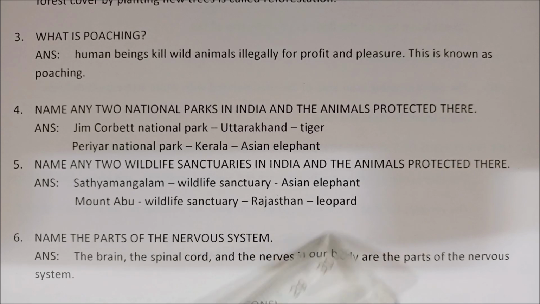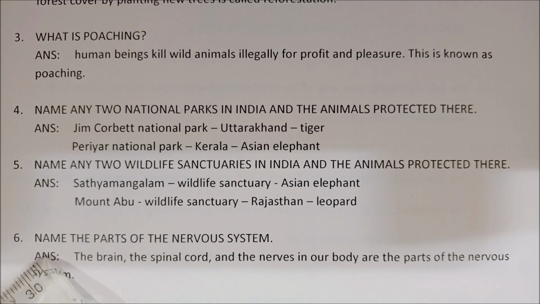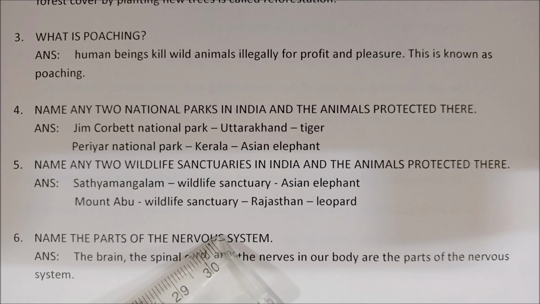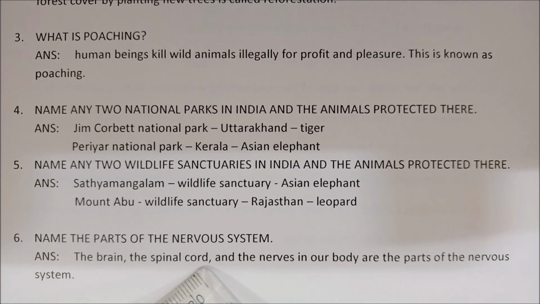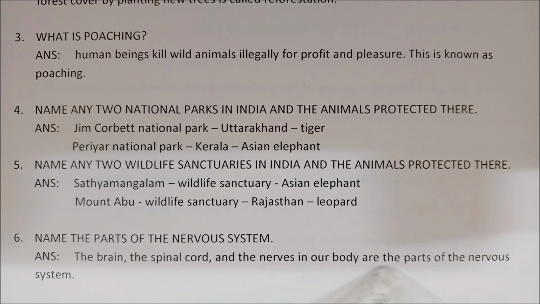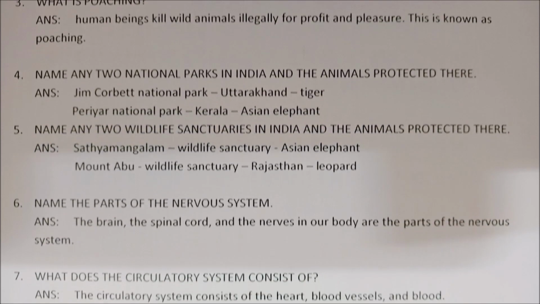Is it clear, children? The next one, name the parts of the nervous system. Answer, the brain, the spinal cord, and the nerves in our body are the parts of the nervous system. So there are three parts. What are they, children? The brain, the spinal cord, and the nerves in our body are the parts of the nervous system. Is it clear to all?